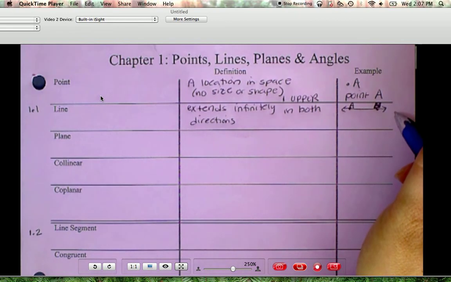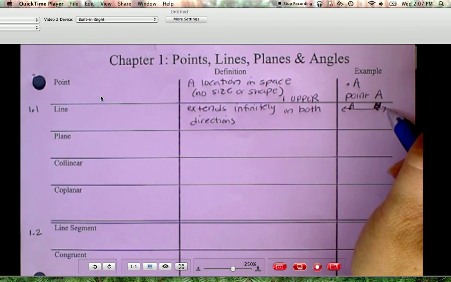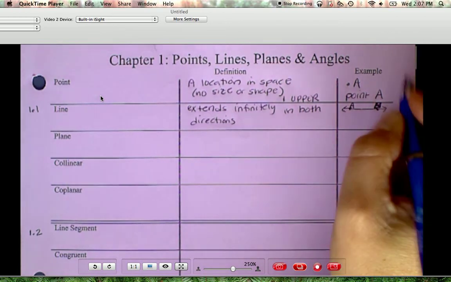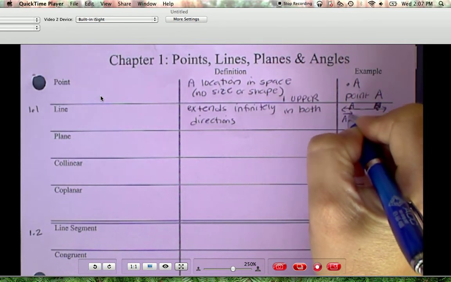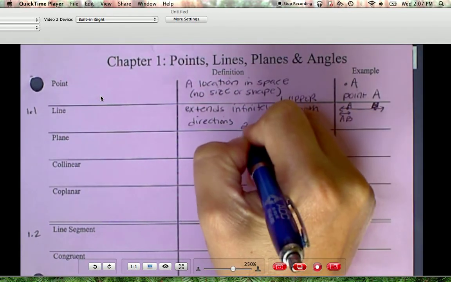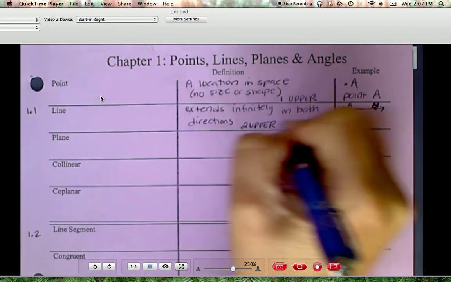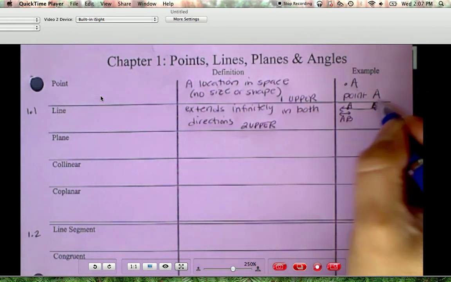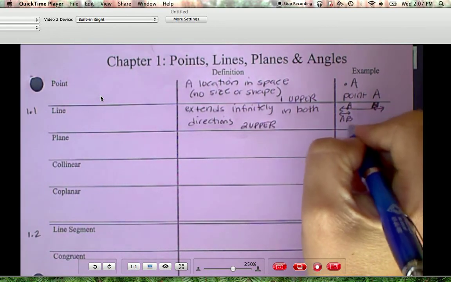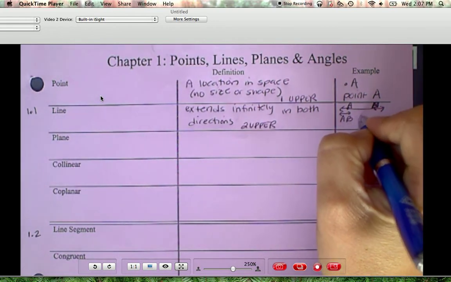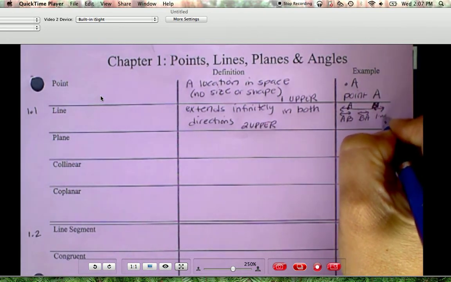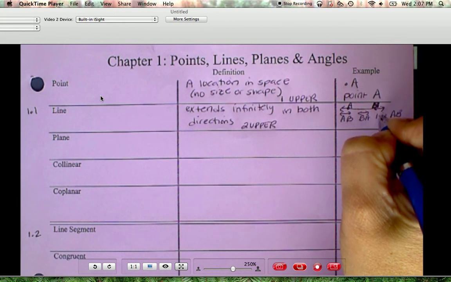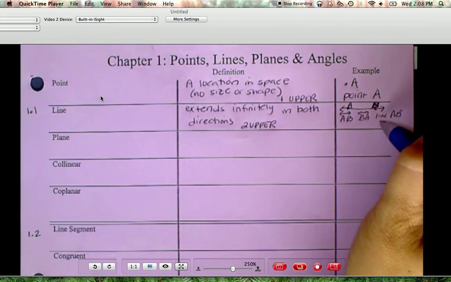A line is made up of 2 points, and then it's what you get when you draw and extend a line through it. So we can call this line AB. When you name it that, you use 2 uppercase letters. We could also switch that around and call it line BA. Or you can write in words line AB or BA.